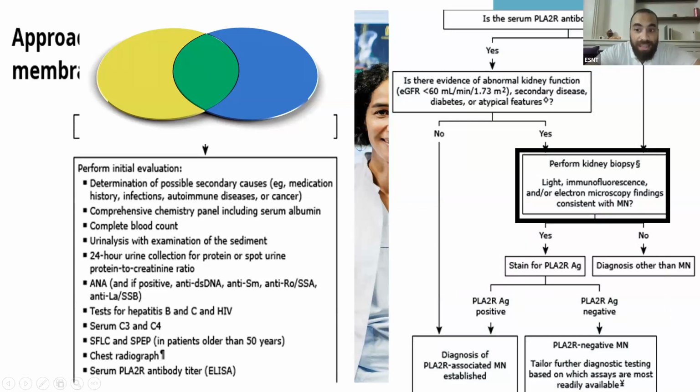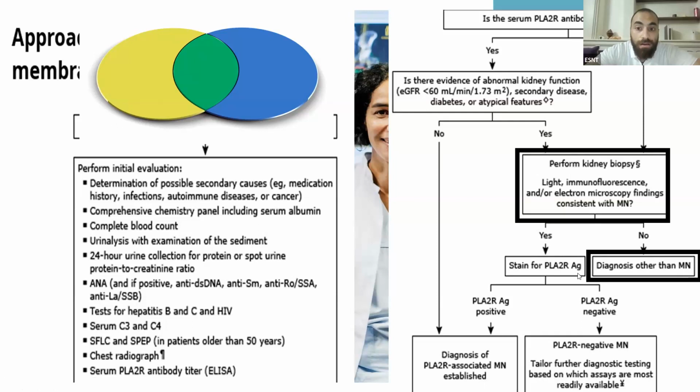And this is one of the gray zones which can have some debate between us, because most of us just find excluding secondary causes, and you did an antiphospholipase in the serum and it's positive. So you can imagine kidney biopsy can be postponed, but there are some studies that found 14% of the patients who have abnormal GFR or obvious secondary causes, when they did a kidney biopsy, they found another diagnosis which can interfere with the treatment.